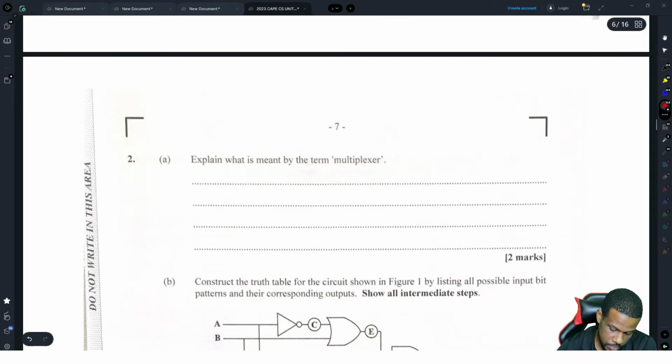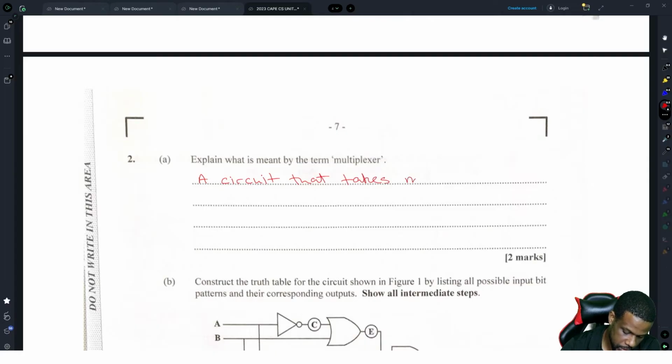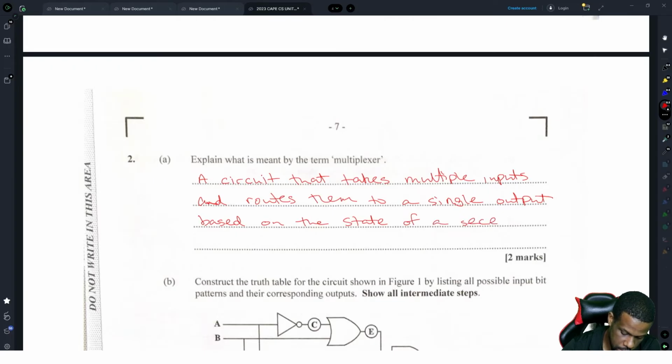Explain what is a multiplexer. A circuit that takes multiple inputs and routes them to a single output based on the state of a selection switch or switches. All right.